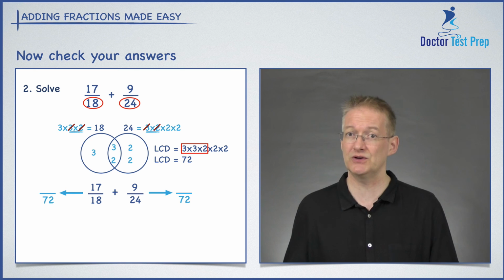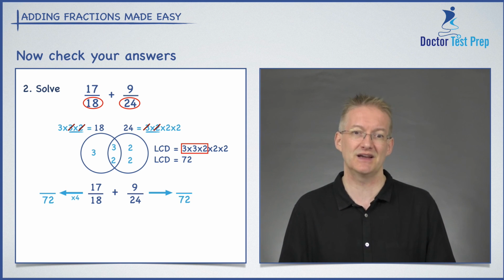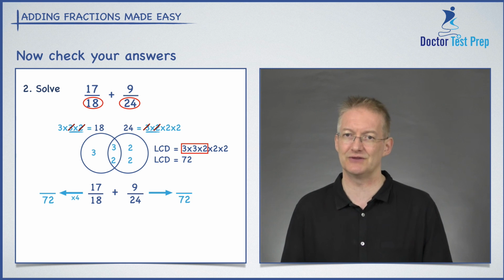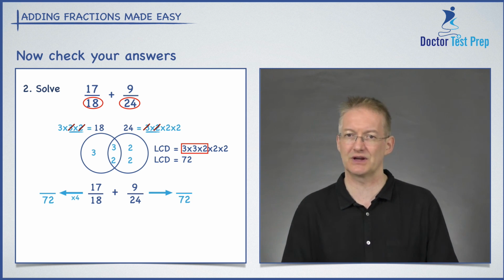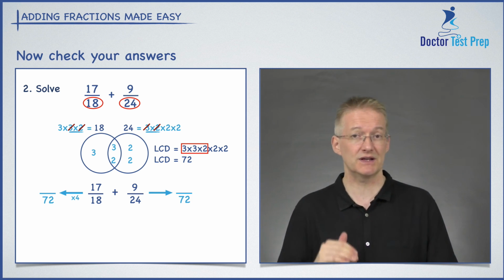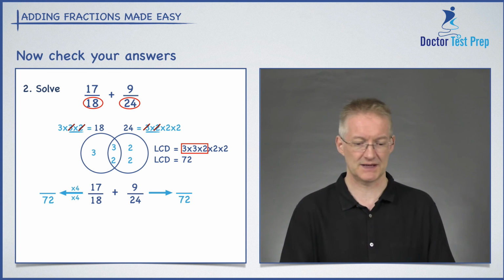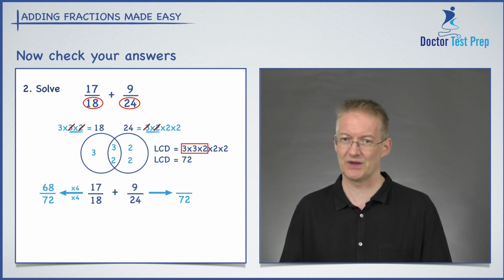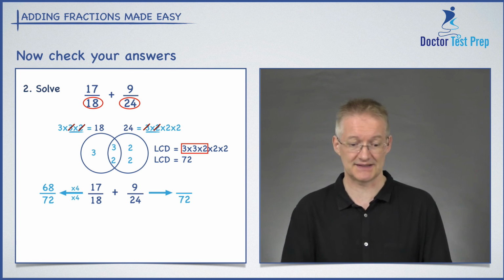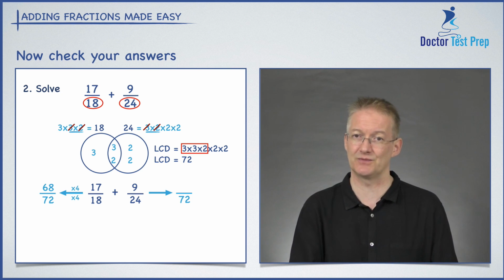2 times 2 is 4. That's what I need to multiply my 18 by to get to 72. So I'm going to write that underneath the arrow right there. So it's a nice little trick. Now, if I'm multiplying the denominator by 4, I've got to multiply the numerator by 4. 4 times 7 gives me 28. So 7 over 18 is the same thing as 28 over 72.